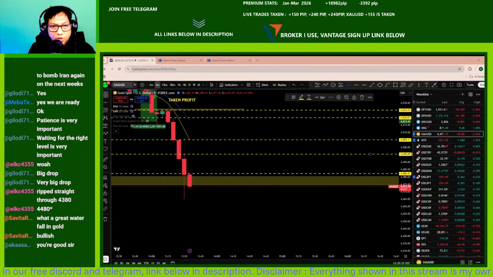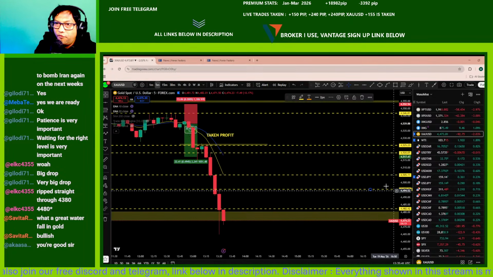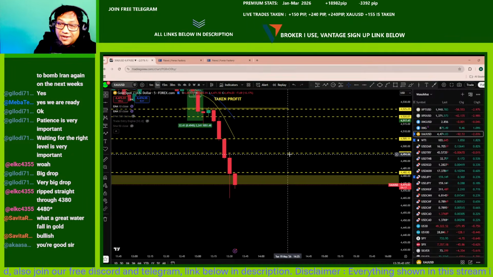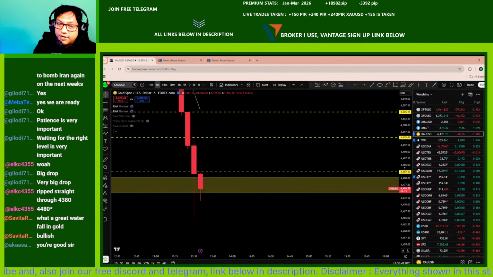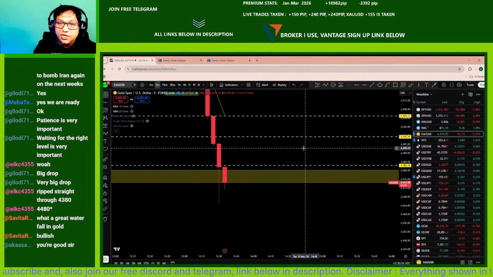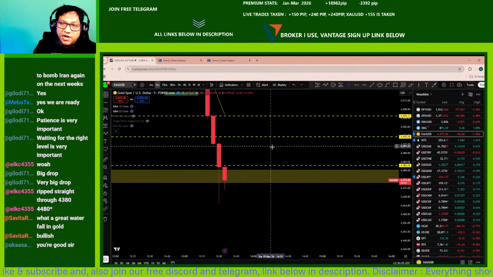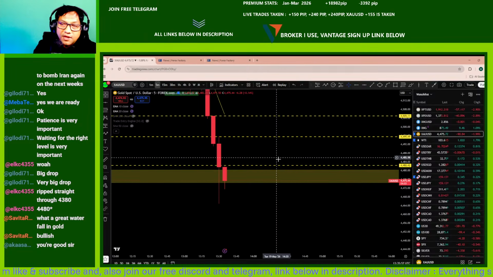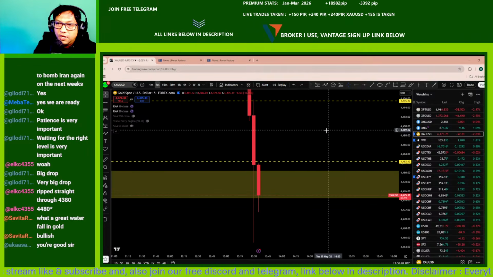It's a good waterfall in gold. Yes, we can see that. That's a very good waterfall, and you can see that the market has reacted to that. With this reaction of this waterfall, we're looking for this market eventually to break that low and then to create a new area of value here.